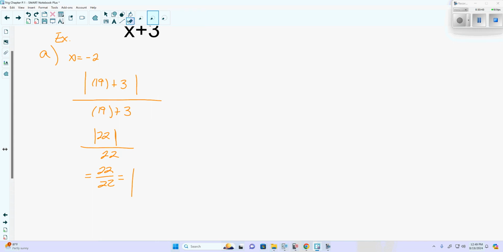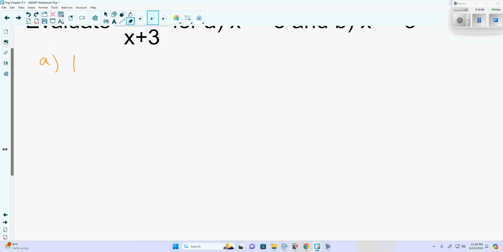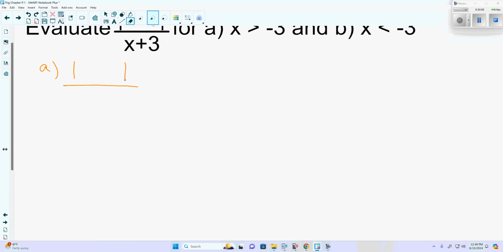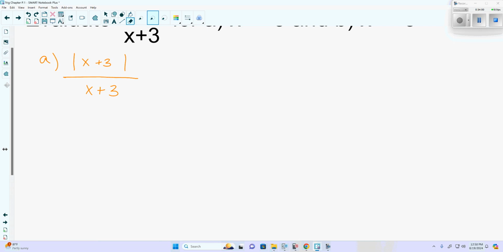Now, let's erase all this here. In the general sense, we have x plus 3 over x plus 3. If x is greater than 0, we know that essentially this is just going to be a positive x over positive x, which is 1. So this here, if x is greater than negative 3, this will work out to be just 1.